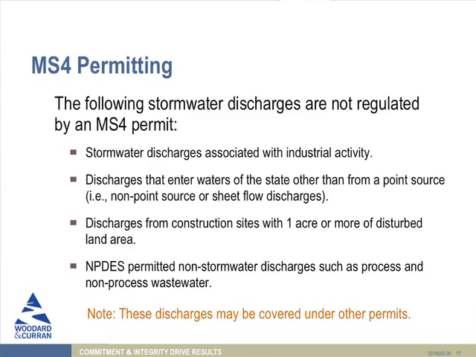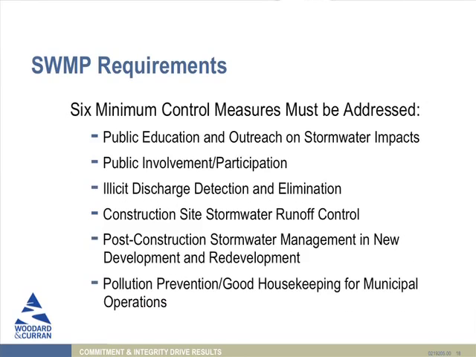And the activities are stormwater discharges associated with industrial activity, discharges that enter waters of the state other than from a point source, so if you have some sort of sheet flow discharge, discharges from construction sites with 1 acre or more of disturbed land, because that's under the construction general permit, and NPDES permitted non-stormwater discharges. These are things that would require an individual permit, sort of process or waste discharges to waters of the state. So these are not covered. So if you do have to get coverage under the MS4 permit and you have to develop a stormwater management plan, these are the sorts of things you're taking into consideration, and this is what they want you to look at and try to deal with and head off potential problems with.